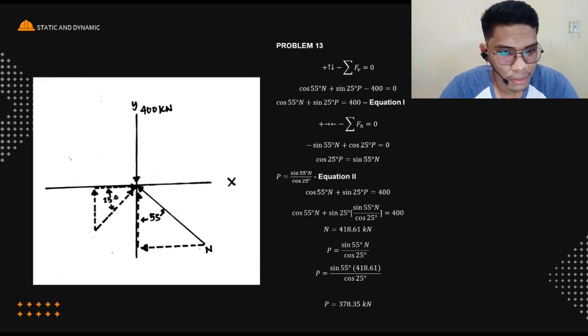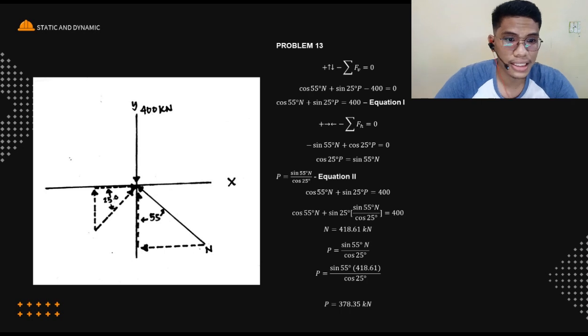So isolating po ulit yung P para magamit po natin. So, P is equals to sine 55 degrees N over cosine 25 degrees. Para naman po sa ating equation number 2. And then, para mahanap na po natin si N tsaka si P, let's use equation number 1 and equation number 2. So, in equation number 2, let's substitute the in equation number 1, we're going to use equation number 1 and then substitute P on the equation number 2.